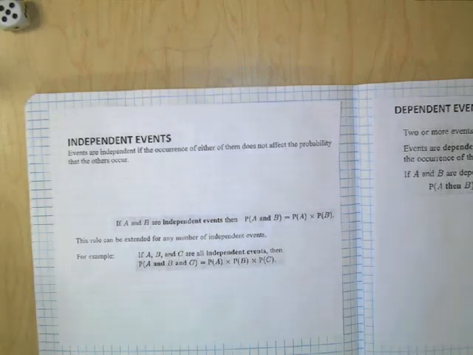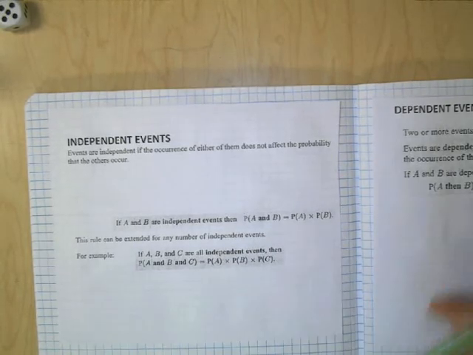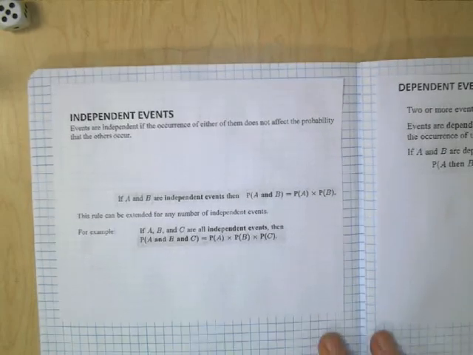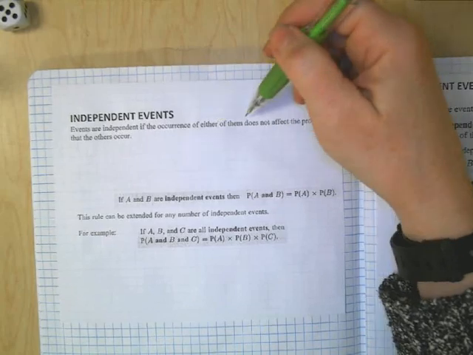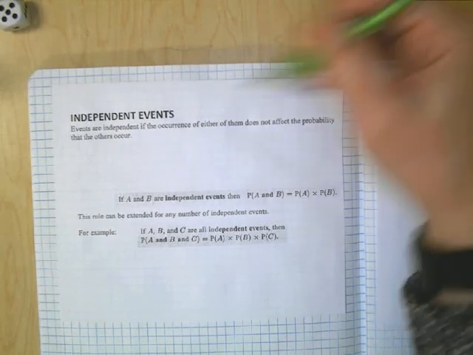All right, so we looked at this in class on some of the examples that we tried doing, where you have events that are independent of each other, and then we have events that are dependent on each other. So let's talk about these. Events are independent if the occurrence of either of them does not affect the probability that the other occurs.